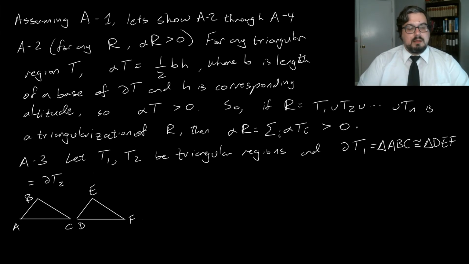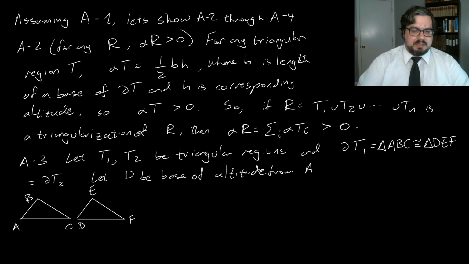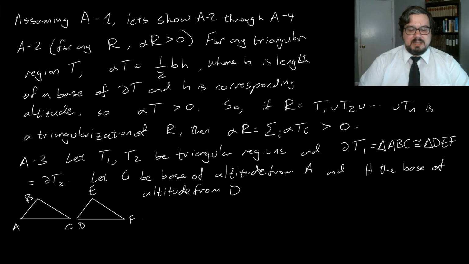Now, let's let D be the base of the altitude from A. Oh, sorry, not D. We already used D. We want to let G be the base of the altitude from A, and H the base of the altitude from D. So we've got things that look basically like this.